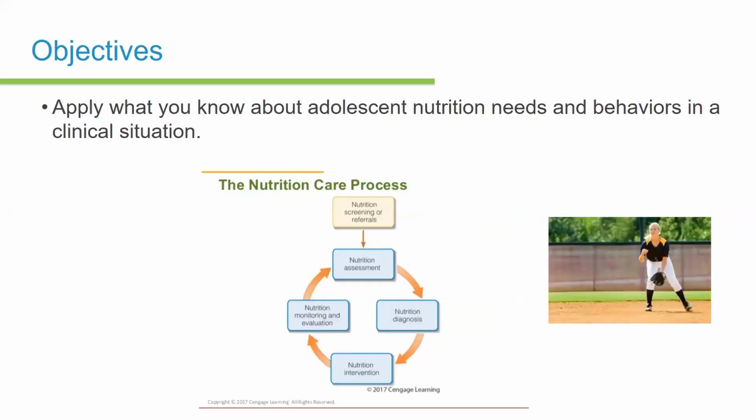So the objective is quite easy, and actually we'll start to be thinking about something called the nutrition care process, because that's going to be really important when you do your second and last case study on elderly nutrition. That's of course not due until the end of the semester, but it is in a little bit different format than what you might be used to. So for today, we're going to practice a bit, and I want you to be able to apply what you know about adolescent nutrition needs and behaviors in a clinical situation.